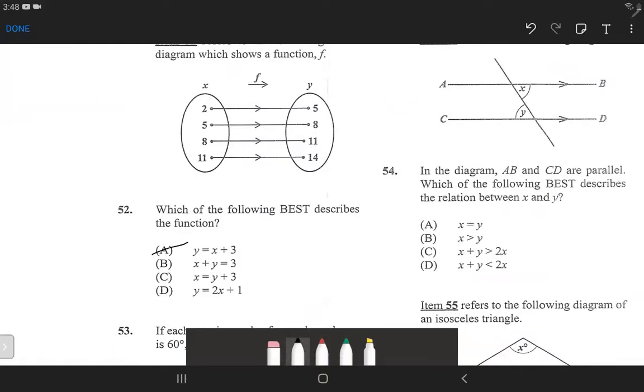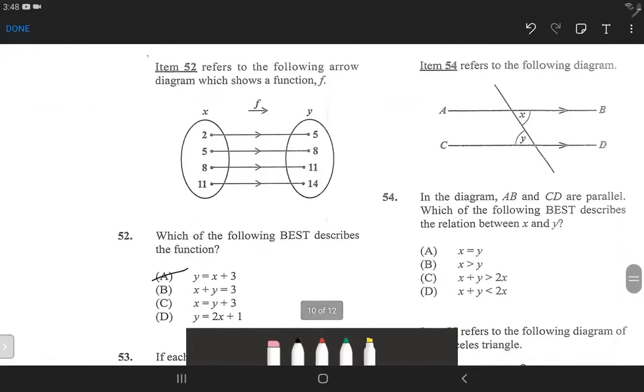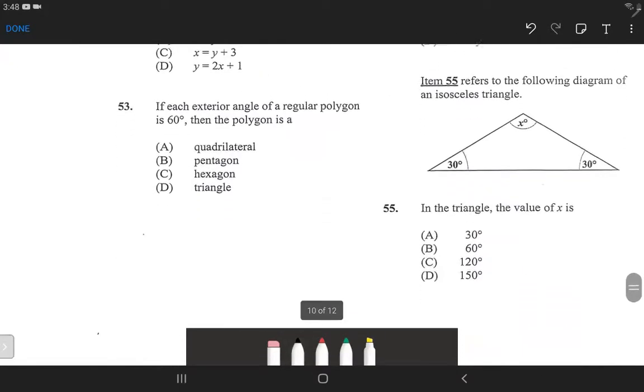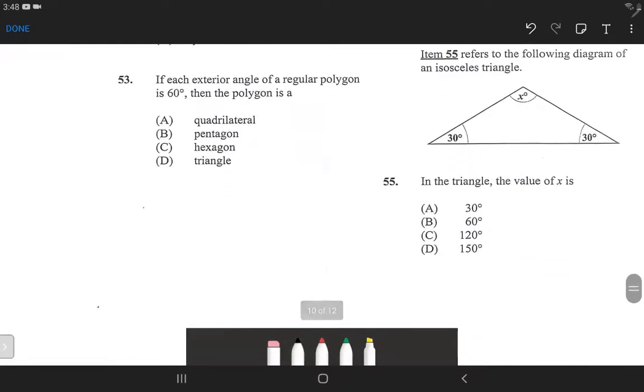This one here, which one best relates x and y? Well, x is equal to y because of z angles. If each exterior angle of a regular polygon is 60 degrees, then the polygon is a hexagon. Right? You remember the exterior angle theorem? Okay, well, we'll go back over the exterior angle theorem.